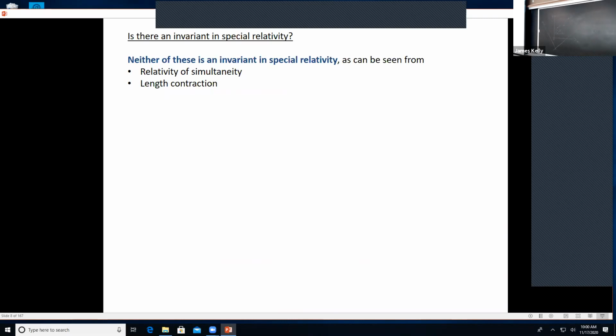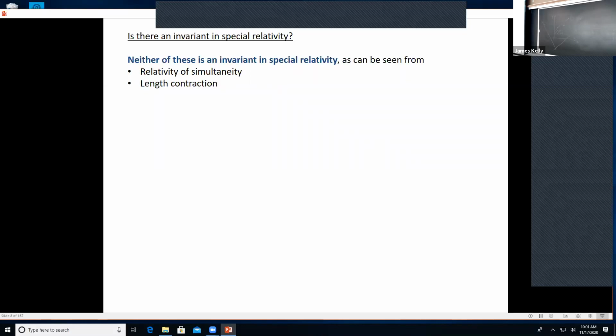Unfortunately, when we switch to special relativity, neither of those is an invariant. You can kind of imagine that we have already seen the time interval between events isn't agreed on, right? The relativity of simultaneity says that in one frame, the time interval between two events might be 0, and in another frame, it's going to be non-zero because they're not simultaneous anymore.